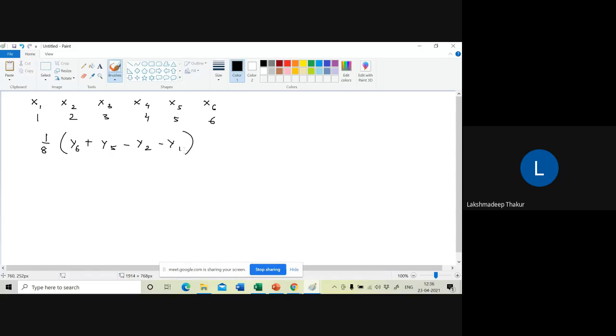Ma'am, after this estimator is unbiased, what did you say? That is the first part. Next, derive its sampling variance and compare this with the sampling variance of the least square estimator of the slope.